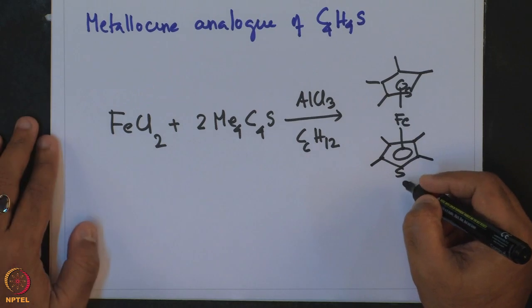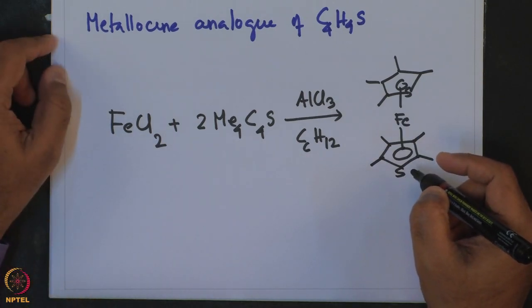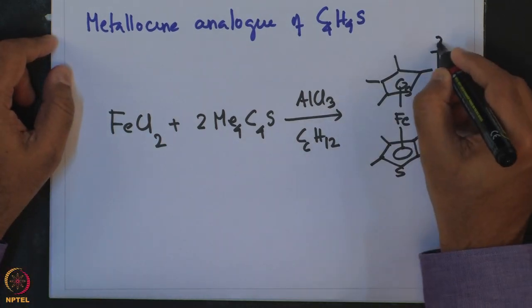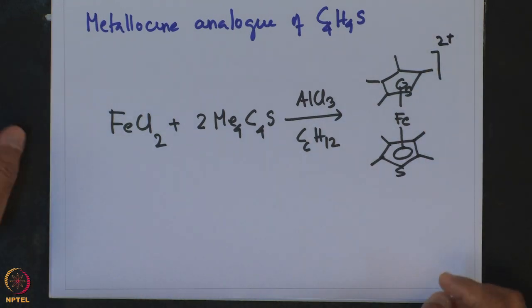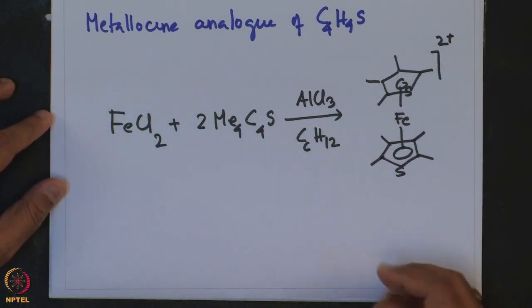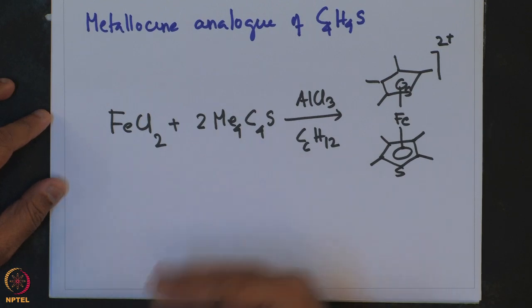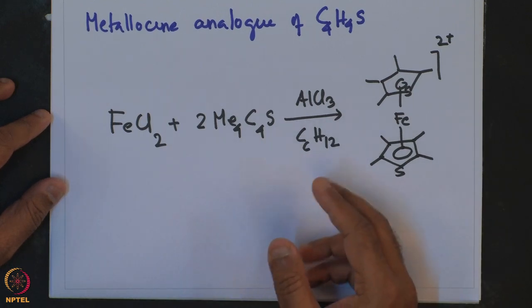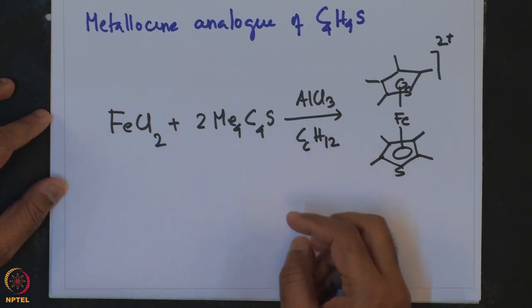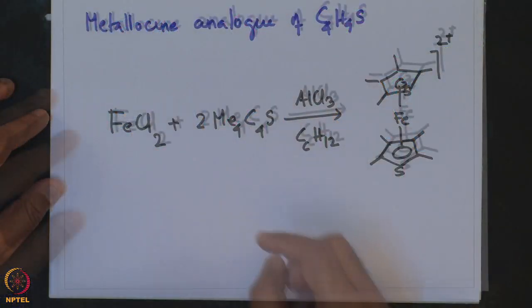and these two being neutral ligands. So, overall there is a dicationic charge, and so this is a nice demonstration where the metallocene analog can be prepared for the thiophene or substituted thiophene by direct reaction involving FeCl2 and Me4C4S.